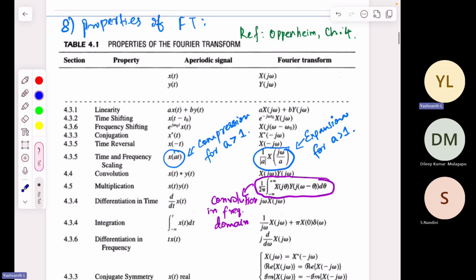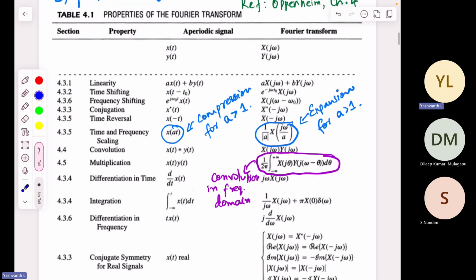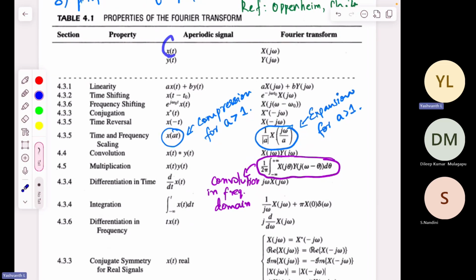Okay, this is table 4.1 in this book. Basically, let's say x of t is a periodic signal, and its Fourier transform is x of j omega. You see here, this book uses the variable j omega in the argument itself. It's just our convenience. You can either write x of j omega or x of omega.